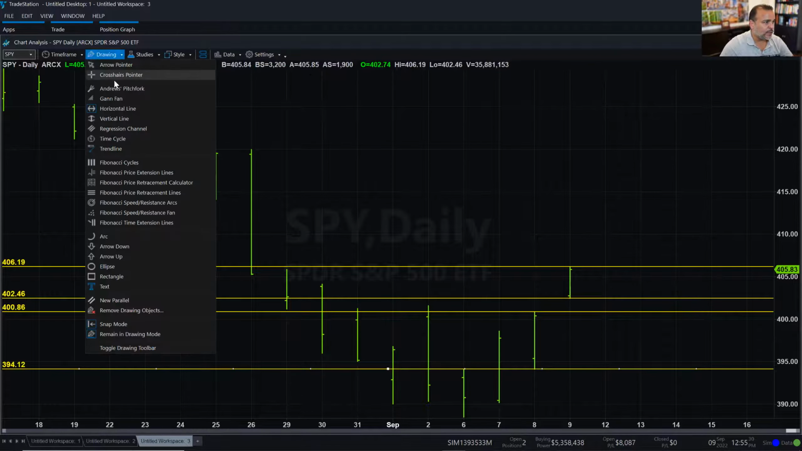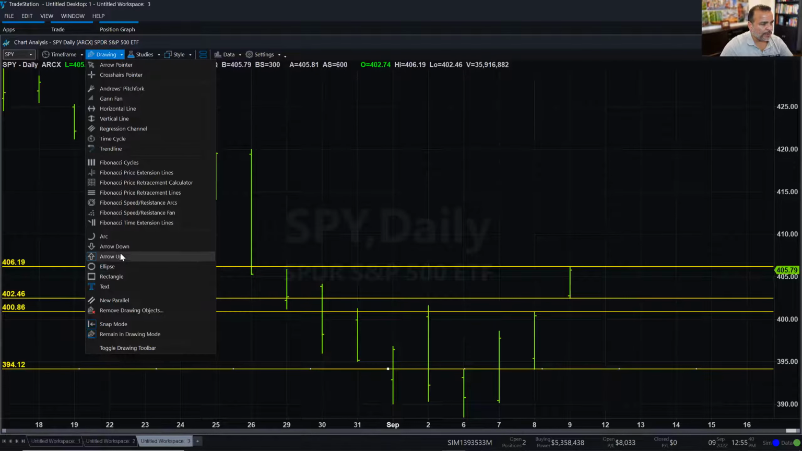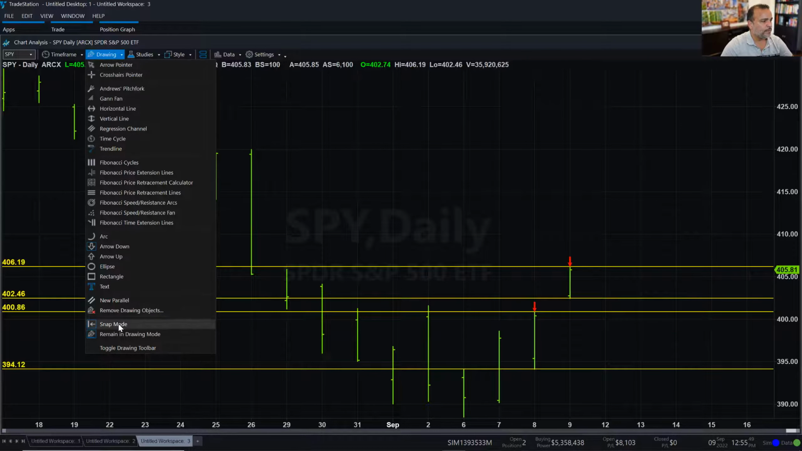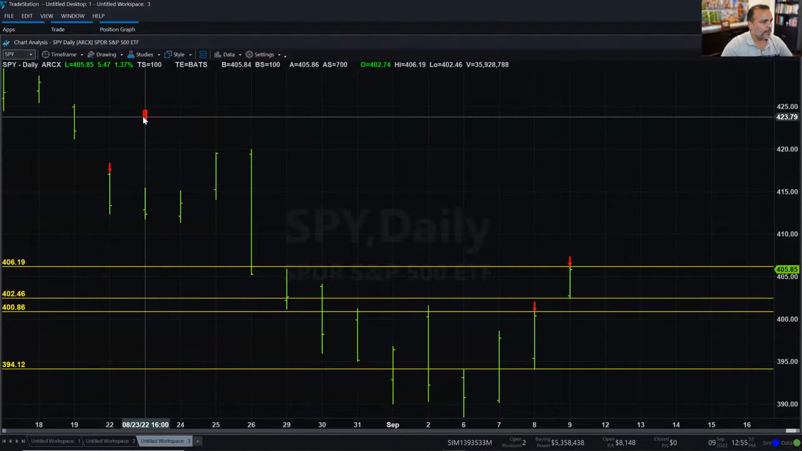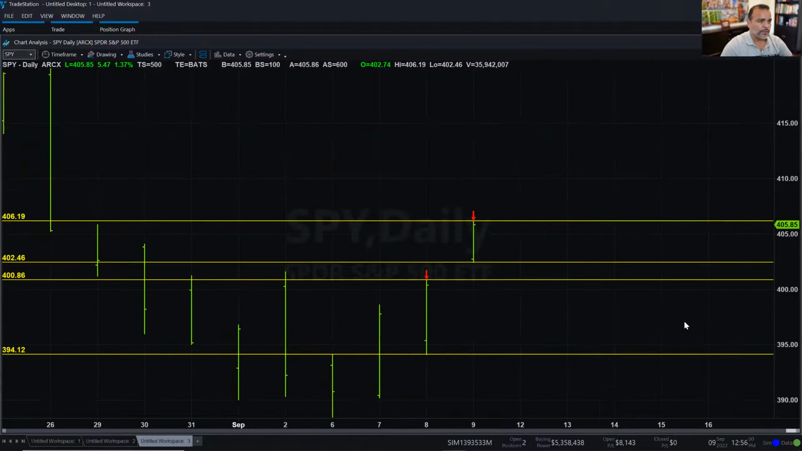In fact, let me draw an arrow so that we know which ones we are talking about. We're talking about this one, and this one. Let's go ahead and remove snap mode, and remove these 2 lines. So where the 2 arrows are, that's what we are going to be looking at. Let me go ahead and increase my bar spacing.